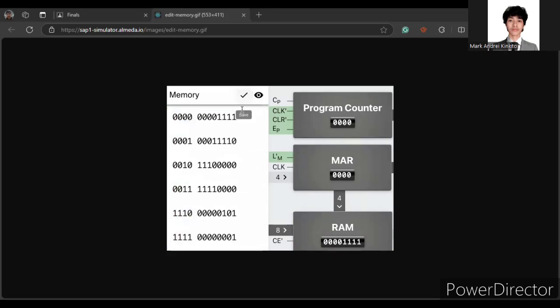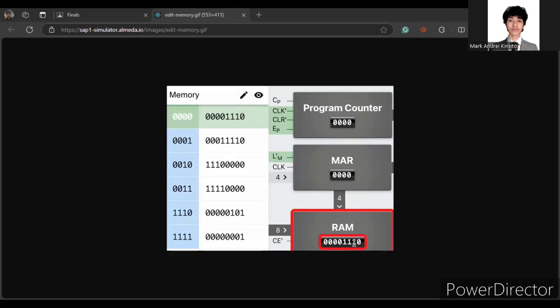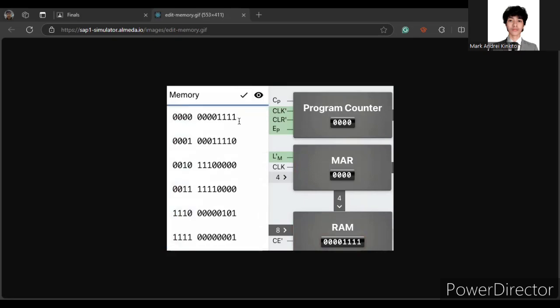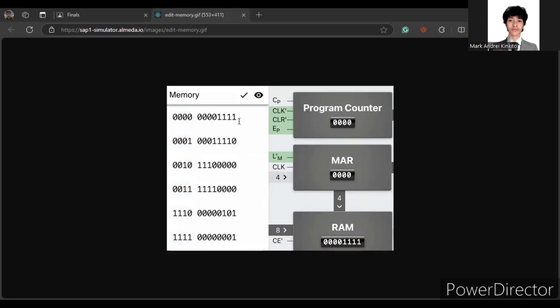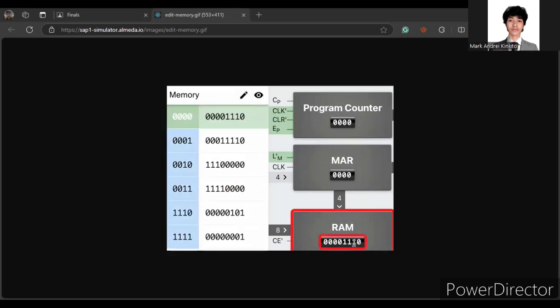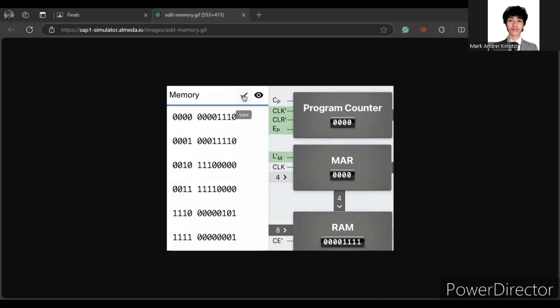So what are the key operations in SAP-1? We have already given this in how the CPU works, but here they are. Fetch: the first operation in the instruction cycle is fetching the instructions from memory. The program counter, PC, holds the address of the next instruction, which is sent to the memory address register, MAR. The instruction at that address is then retrieved and placed into the instruction register, IR. Second is decode. After fetching the instruction, the CPU decodes it to determine which operation needs to be performed.